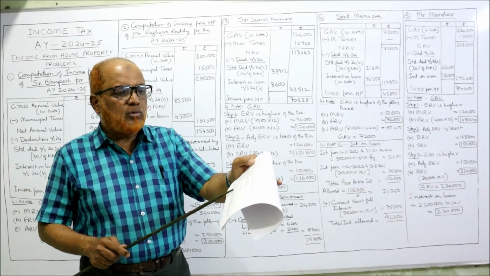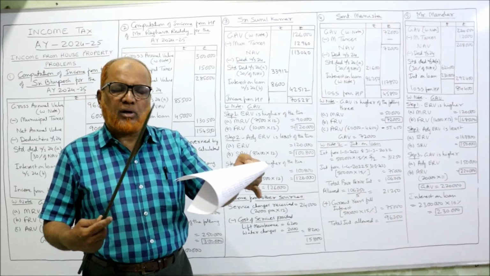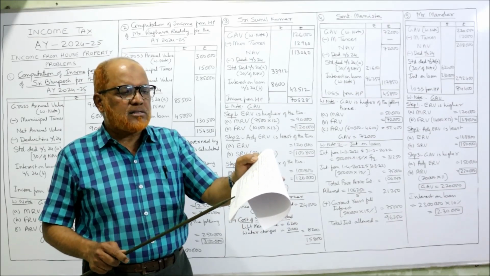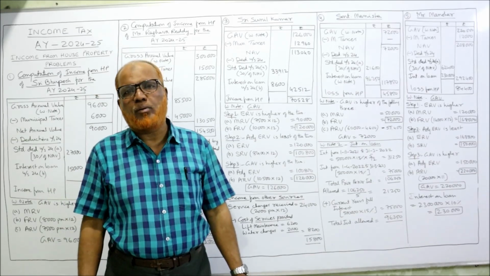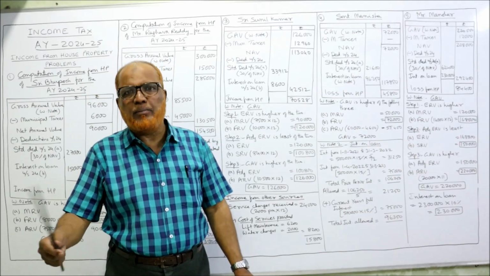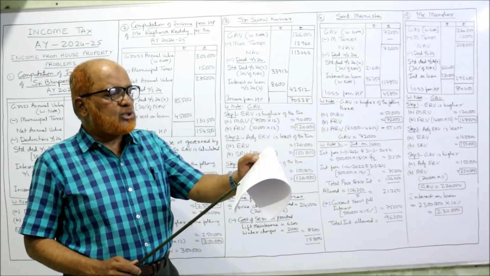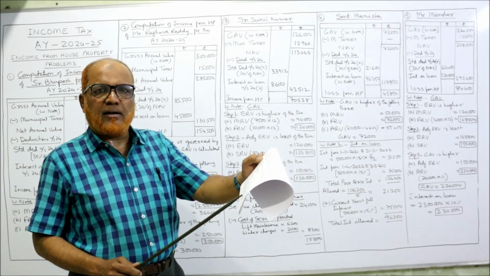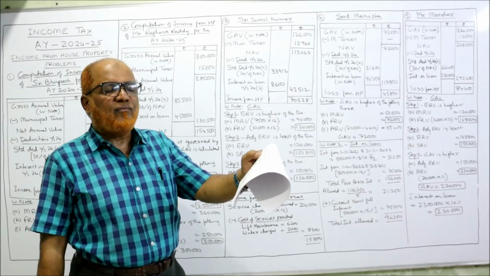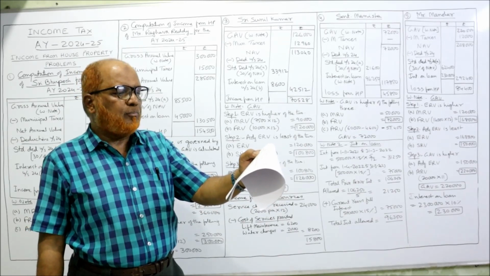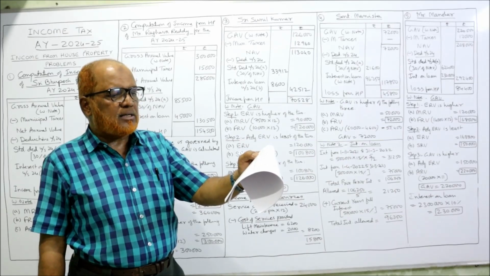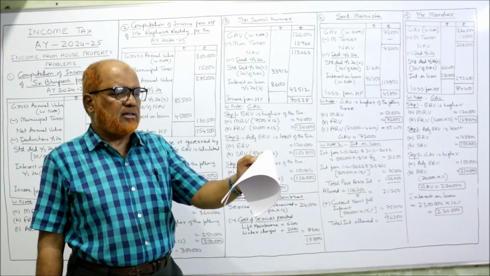Here it is given municipal tax and repair, so completely ignore it. Municipal taxes are to be paid by the tenant. Agreement is there, no deduction will be allowed for municipal taxes as it is payable by the tenant. The house is constructed by taking a loan of 5 lakh at the rate of 15% on 1st November 2021. And no amount of principal is repaid so far. Interest is paid as and when it is due.